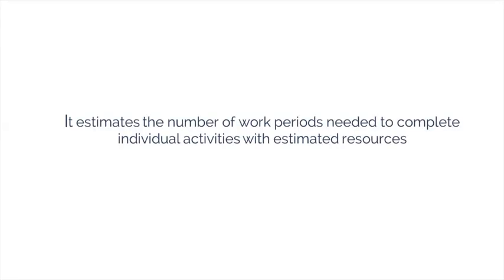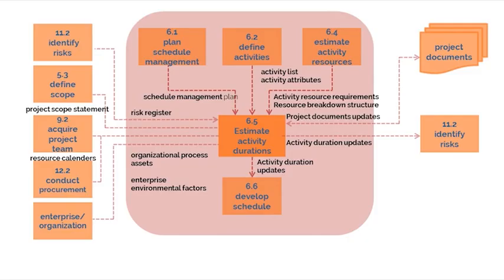Estimate activity duration is the fifth process, and it estimates the number of work periods, for example, the number of days or number of hours, needed to complete individual activities with estimated resources. This process is important mainly because it provides the amount of time each activity will take to complete, which is a major input into the develop schedule process.